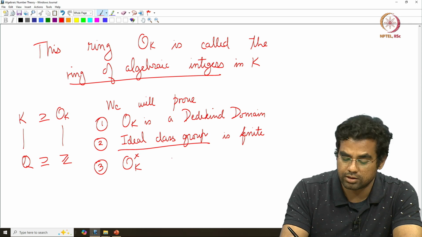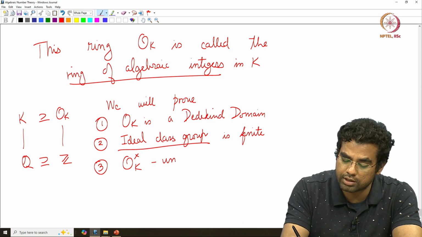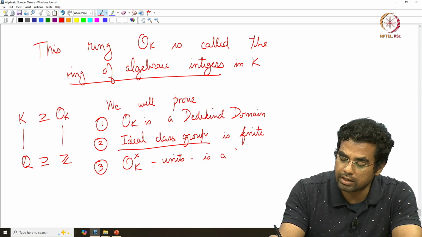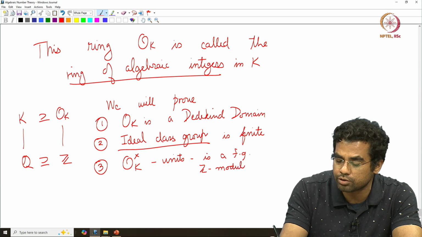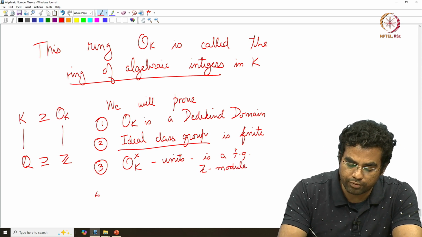O_K cross, the group of units in O_K. So, these are units, we will prove that this is a finitely generated Z-module. So, this is called Dirichlet's unit theorem. So, we will prove this, and then we will do a bunch of computations.